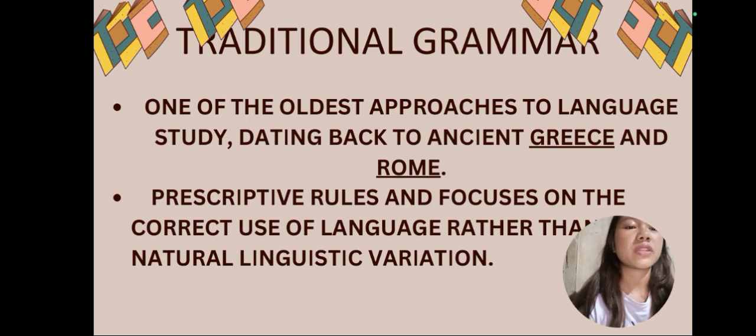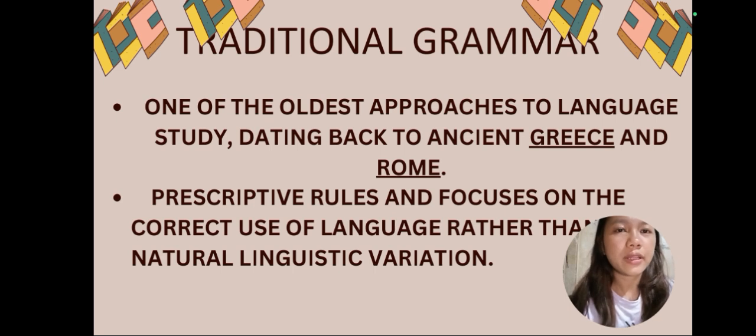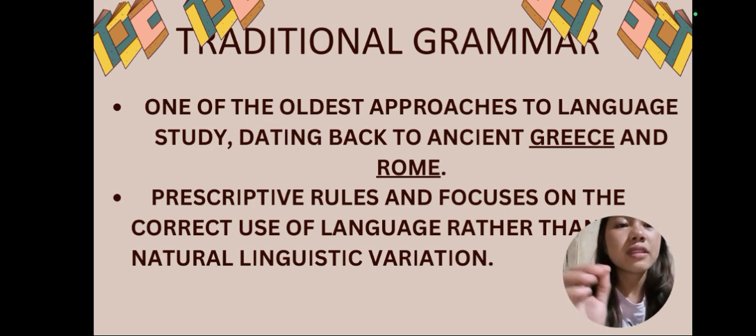It is also prescriptive, with rules that focus on the correct use of language rather than natural linguistic variation. So traditional grammar and grammar are kumbaga the same, they are alike. It focuses on rules for constructing sentences, like subject-verb agreement and word order. So when we say syntactocentric, kaya nganong nabilong sila sa syntactocentric is that the syntactocentric approach emphasizes these same rules, helping us understand how to arrange words correctly in a sentence, diba?